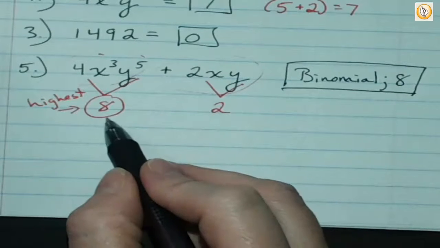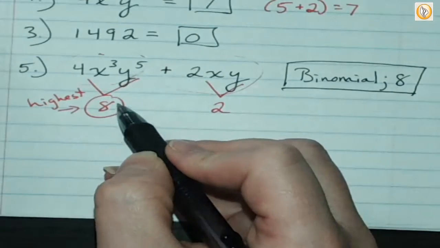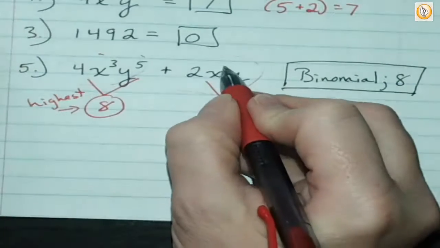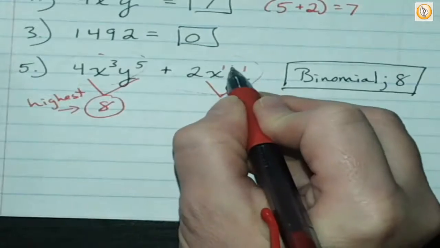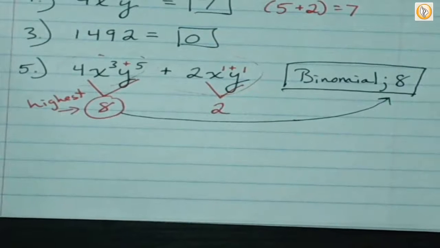Okay, so 8 is the highest because 3 plus 5 is 8. And remember, 1 and 1 is 2. So 8 is the degree of the polynomial. Are there any questions about that?